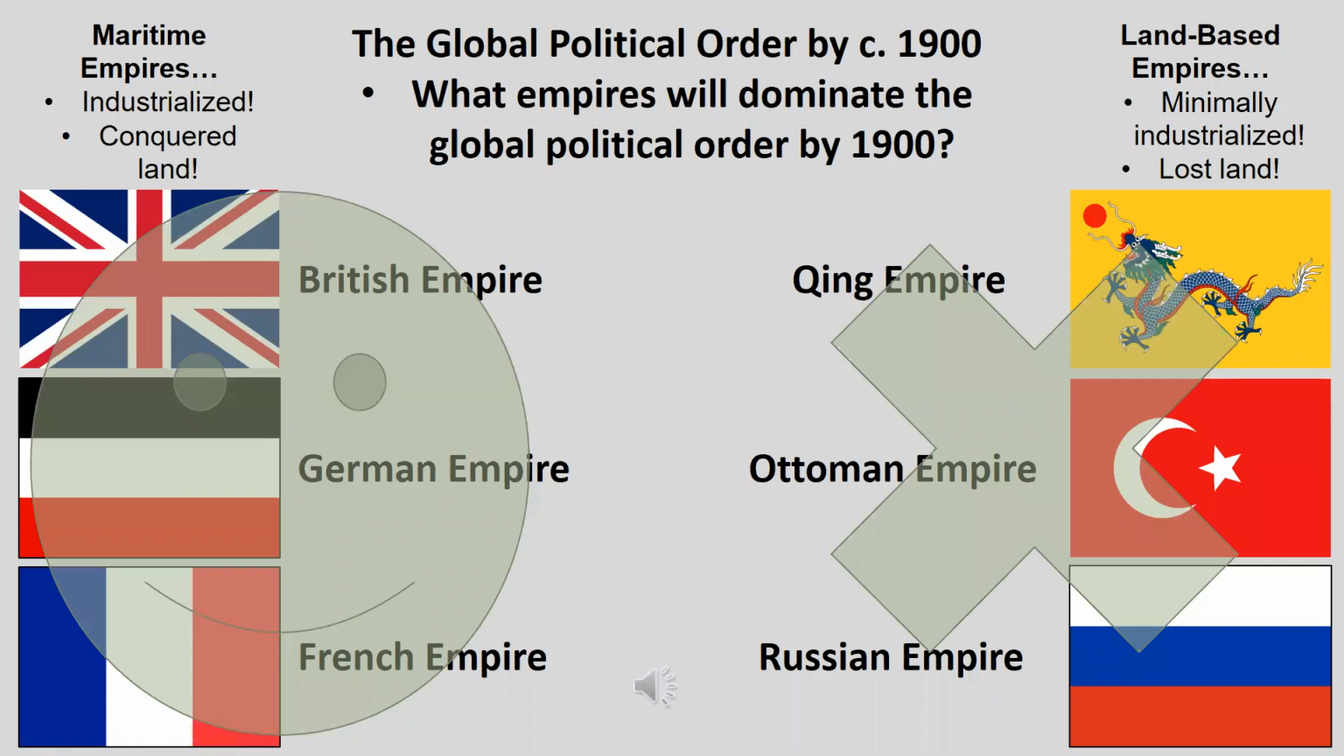In fact, the older land-based Ottoman Empire, known as the Sick Man of Europe, the Qing dynasty of China, known as the Sick Man of Asia, and the Romanov dynasty of the large Russian Empire would all collapse early in the 20th century due to a combination of internal and external factors.